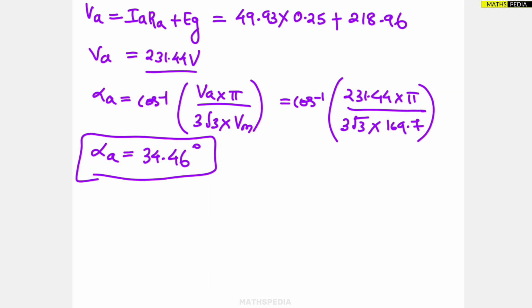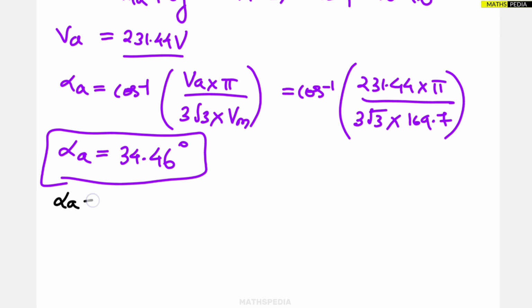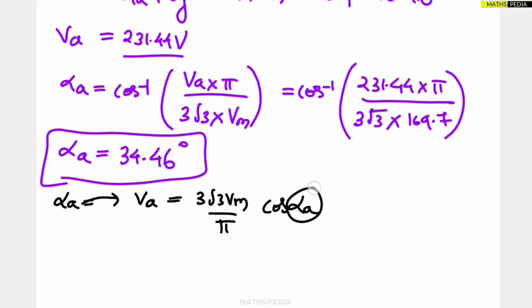In order to find out alpha A, always remember we are going for the formula of VA, which is nothing but 3 root 3 Vm by pi into cos alpha A. This formula only we use to find out alpha A. But here the problem was that VA was not given. How did we find out VA? In the given question, VL will be given. We find V phase by just dividing VL by root 2.